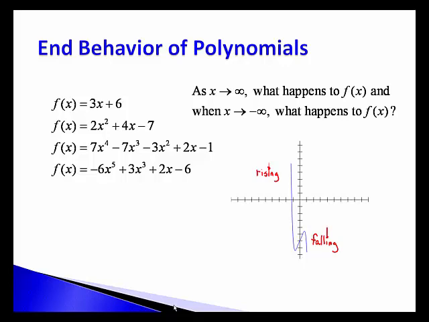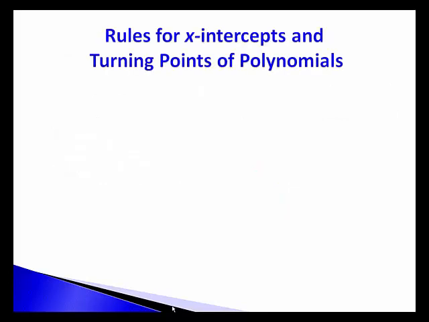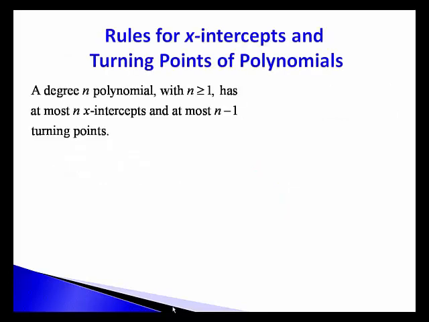What we're going to do now is look at some rules so that you can predict the number of x-intercepts, the number of turning points, and the end behavior of polynomials without ever seeing their graphs. So let's begin with those x-intercepts and turning points. By definition, a degree n polynomial, where n is greater than or equal to 1, has at most n x-intercepts and at most n minus 1 turning points. Now, this part right here is simply telling you that we at least have a line. It's not just going to be y is equal to a number.